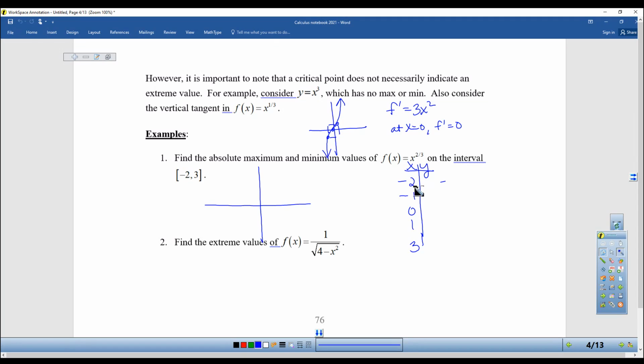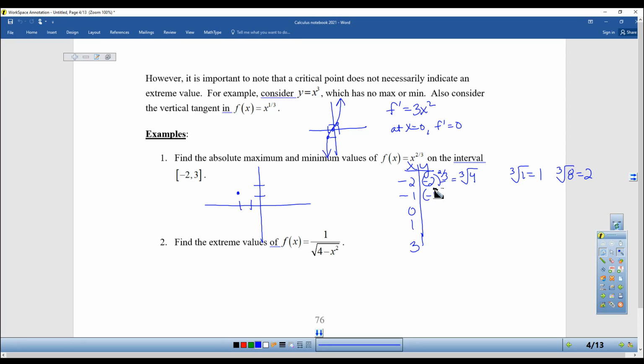So -2 to the 2/3. That's not going to be a good number. -2 squared is 4, so cube root of 4. You might be thinking, I have no idea what the cube root of 4 is. Well, you know that the cube root of 1 is 1, and you know that the cube root of 8 is 2. So it's 1 point something. So at -2, it's 1 point something.